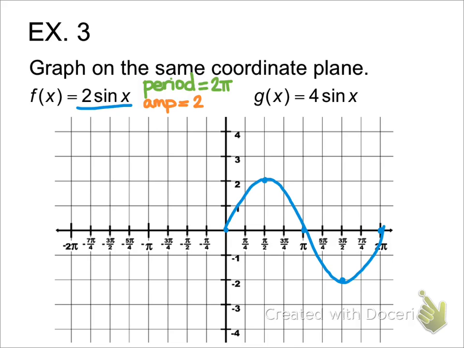So if I connect the dots, that's going to be the right-hand side of the graph. Now I'm just going to kind of flip that and do the same thing on the other side. So at negative pi over 2, we're actually going to go down to -2.